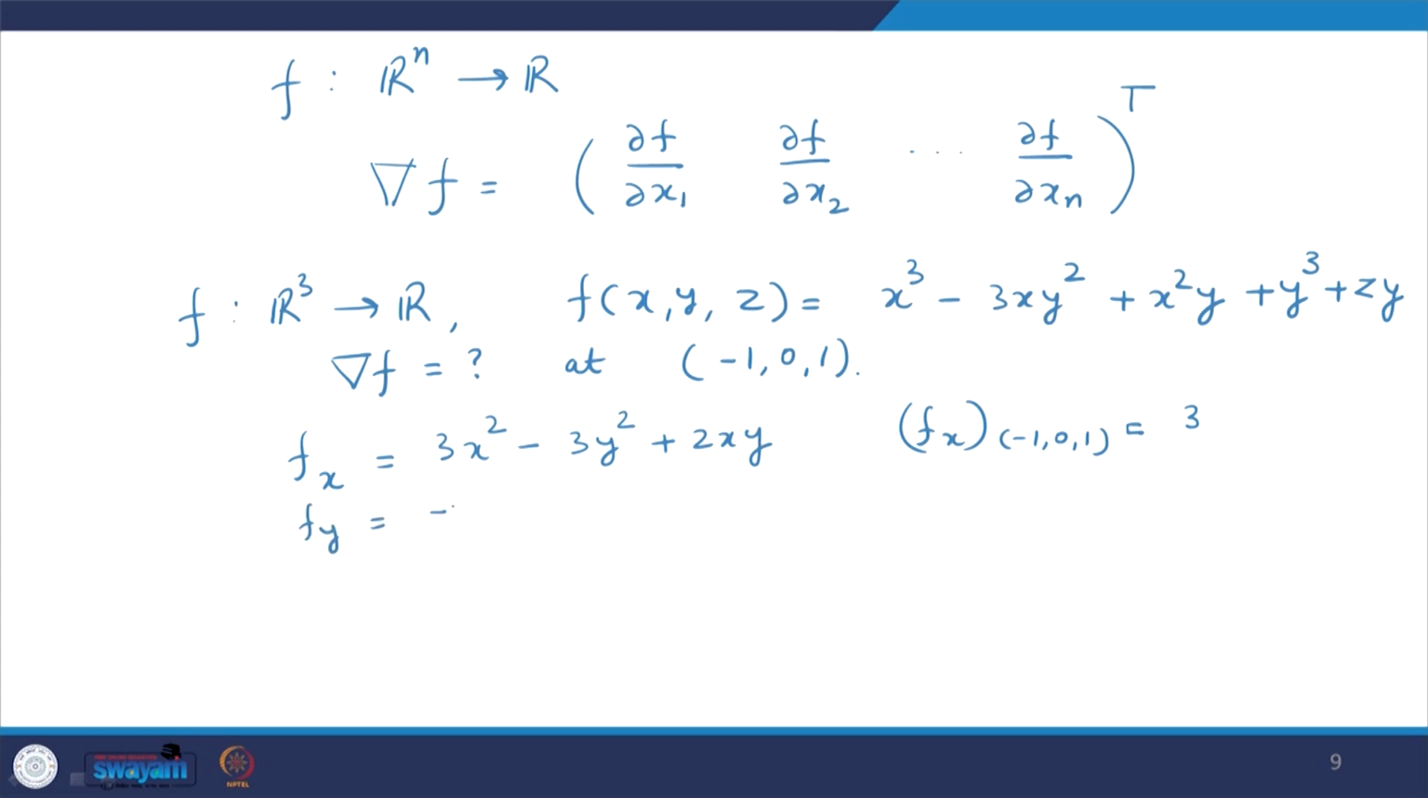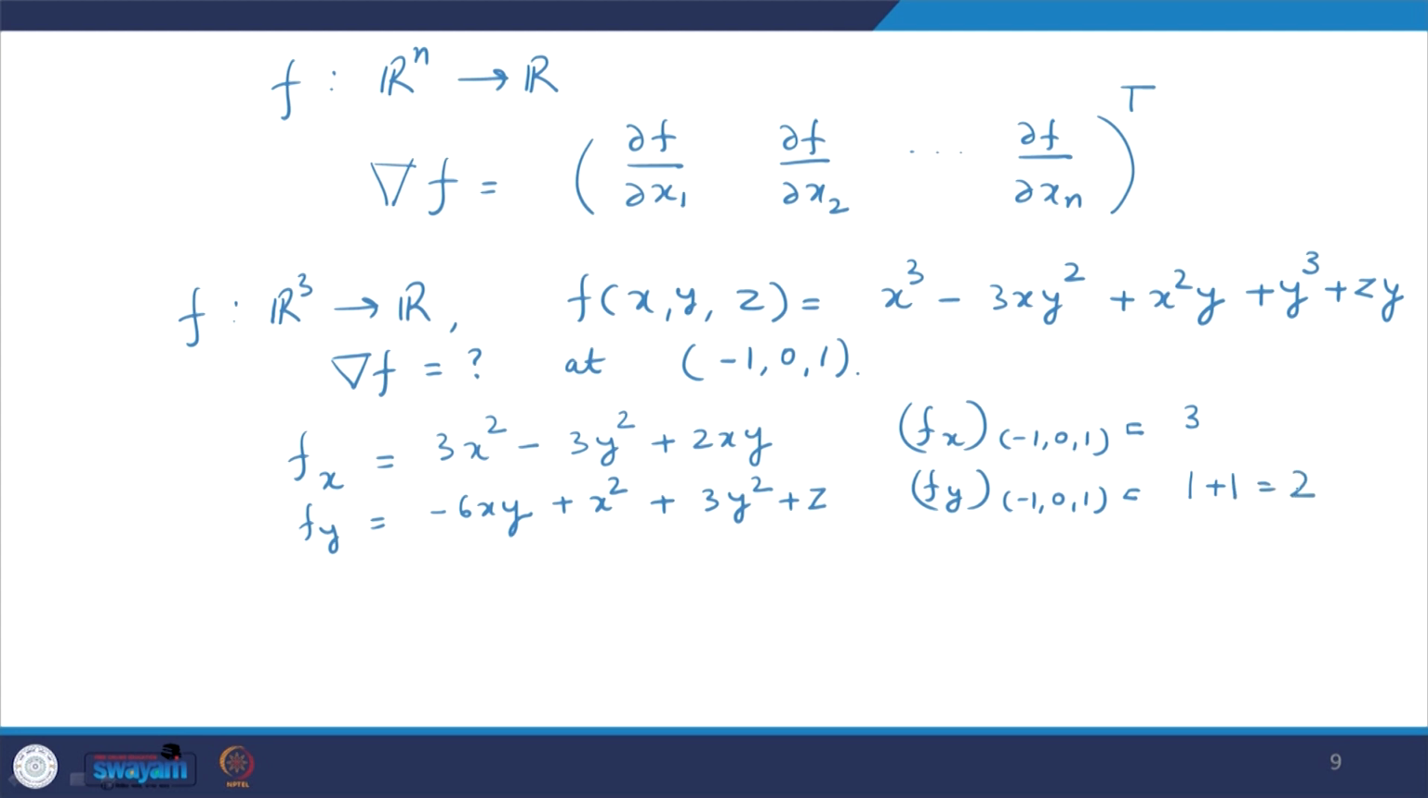Now, you compute f_y. f_y will be -6xy plus x² plus 3y², and f_y at this point (-1, 0, 1): y is 0, only x² is here, so it will be 1. Yeah, okay. So it will be plus z also, and z is 1, so it is 1 plus 1, that is 2.